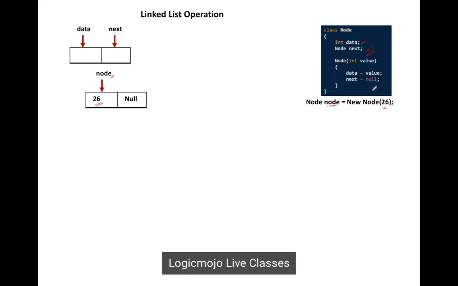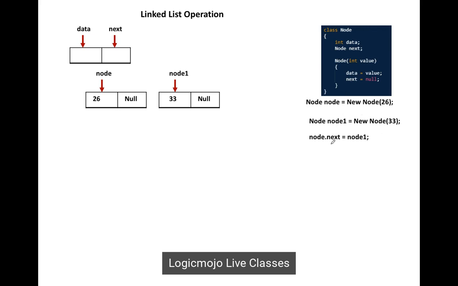because we are assigning next equal to null. Similarly, let's say we execute another instruction, node1 equal to new Node, and we are passing the value as 33. It means node1 will point to that particular node where the data is 33, and of course the next will be null because we are assigning next as null. Whenever we create an instance of this class, we will call this constructor and assign the value to it. Now let's see a few more instructions.